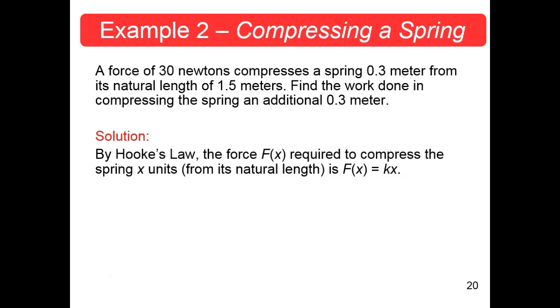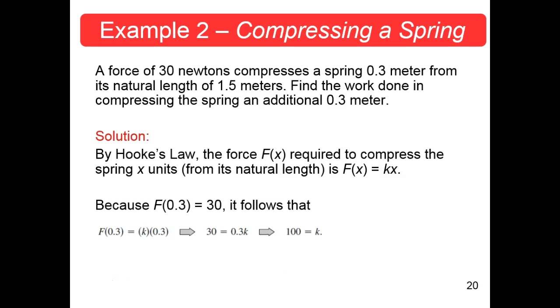By Hooke's law, the force F of x required to compress a spring x units from its natural length is F of x equals kx. Because F of 0.3 is 30, that's what the first thing said, the force necessary to compress it from its natural length 0.3 of a meter is 30 newtons. It follows that K would then be 100 newtons per meter.